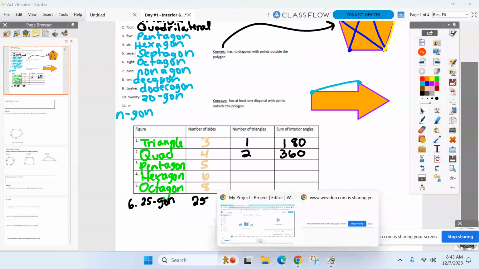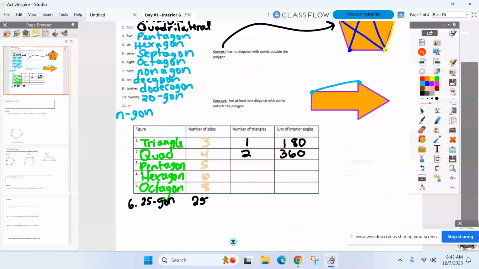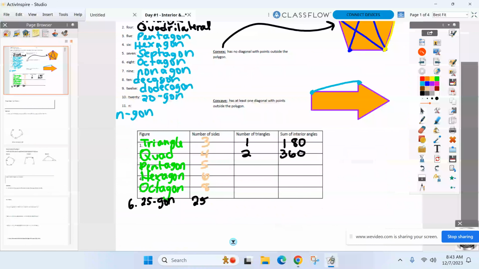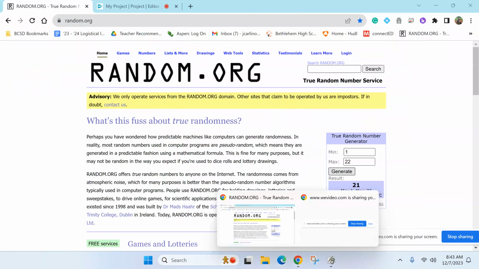Pentagon. Here we go. Let's start with the pentagon. Pentagon here. Lauren, how many triangles were formed? 3. So how many degrees are in every pentagon? 540. 540 degrees in every pentagon. Perfect. Hexagon now.